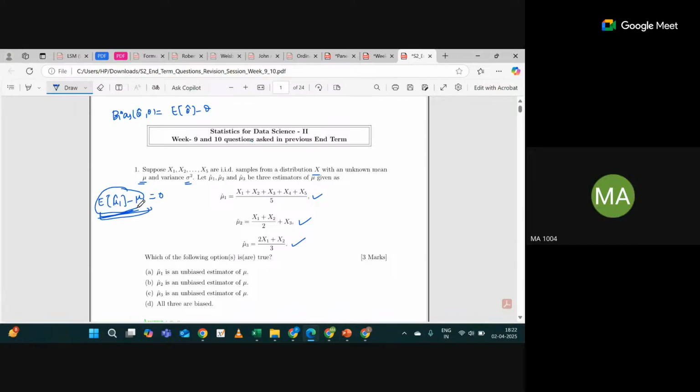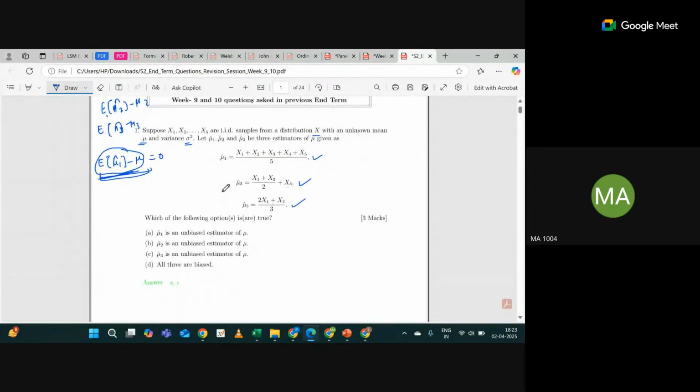Along with this, we have to check the other estimators too, similarly the expected value of mu2 hat minus mu, and the expected value of mu3 hat minus mu. So let's say options A and C are correct, but let's cross verify.